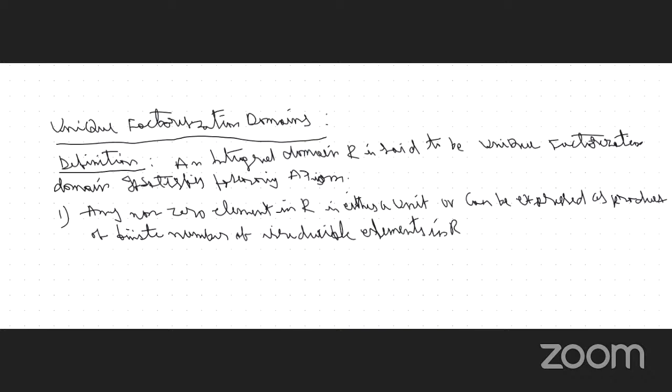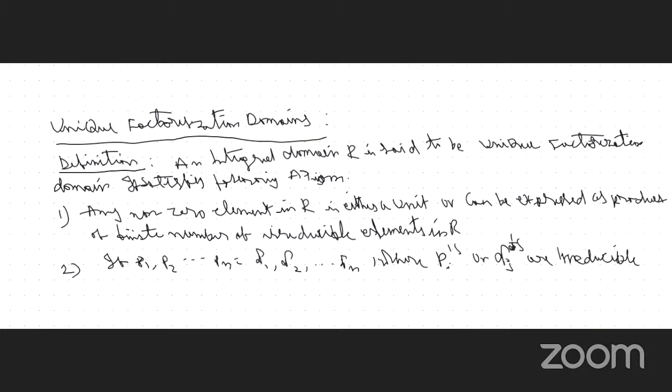Second one: if P1, P2, etc., Pn equals Q1, Q2, etc., Qm, where the Pi's and Qj's are irreducible, then n equals m.